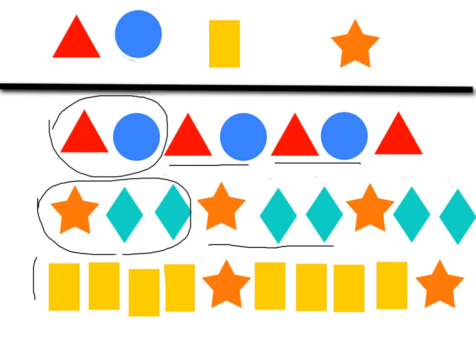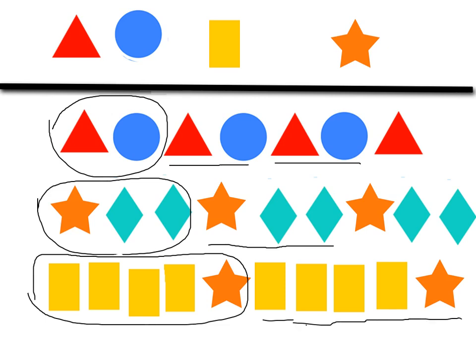Did you say rectangle, rectangle, rectangle, rectangle, star? You would be right, because that is the part of the pattern that repeats. Look, let's check here. Rectangle, rectangle, rectangle, rectangle, star. Well done. All right, let's move on to something more challenging.